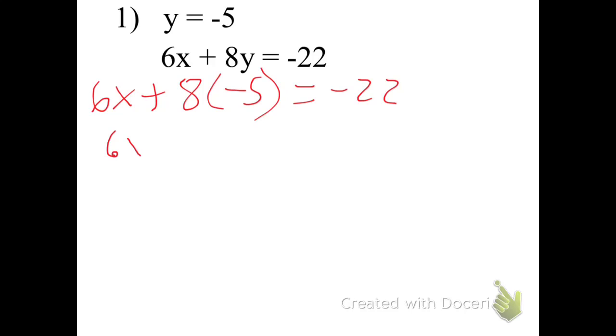So you got 6x. 8 times -5 is -40. And you got -22 on the right side. We gotta get rid of the 40, and we gotta get rid of the 6.